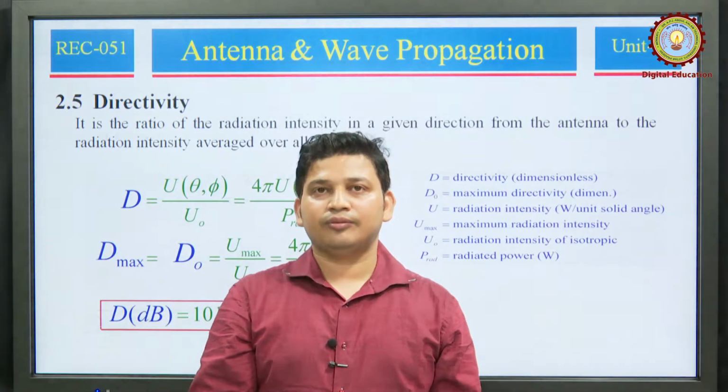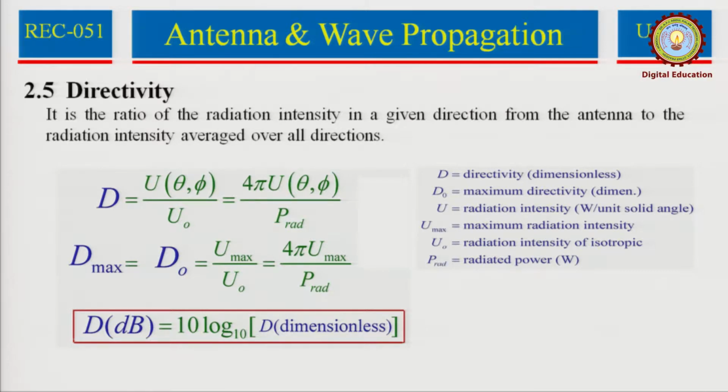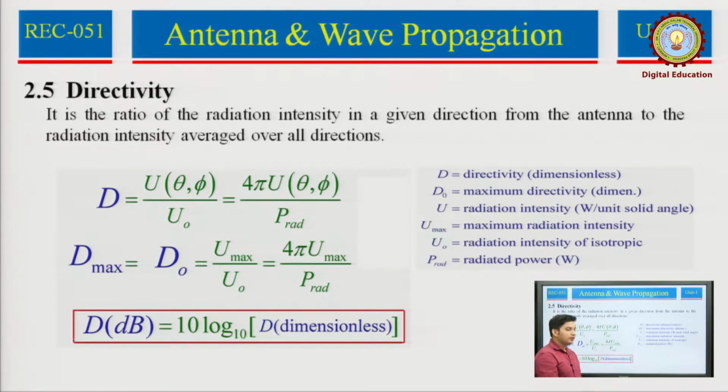So, start with directivity. What is directivity? Directivity is nothing but the ratio of radiation intensity in a given direction to the radiation intensity averaged over all directions. According to the formula, radiation intensity is represented as U(theta, phi) in a given direction, because it is dependent upon theta and phi. But in case of average over all directions, it means the isotropic case. So, what is the value? U naught. Please understand this: U(theta, phi) divided by U naught, and what is its value? 4 pi U(theta, phi) upon P radiated.